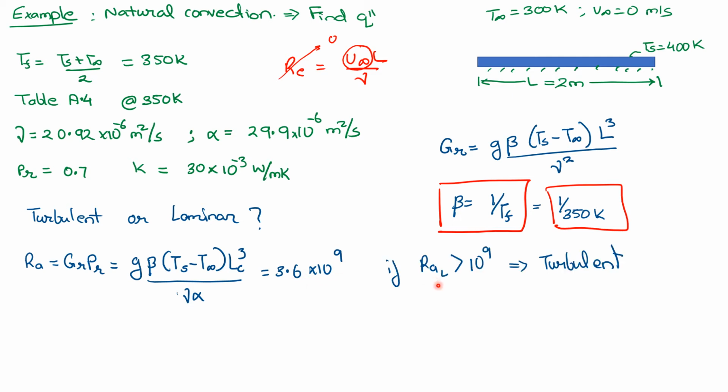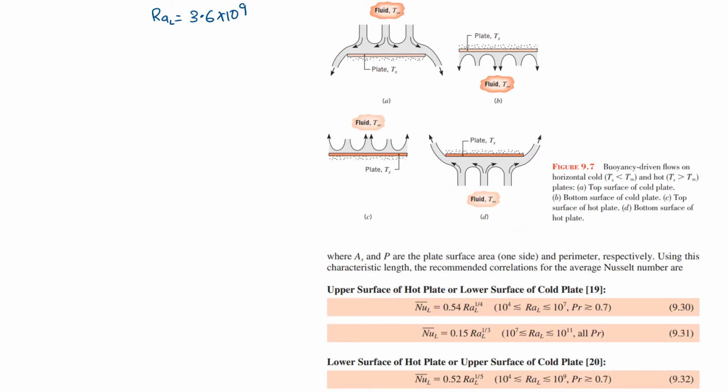And for natural convection, if the Rayleigh number for an external flow is greater than 10 to the power 9, that means that the flow is turbulent. So in our case, our Rayleigh number is greater than this threshold value, so we will have a turbulent flow. The next step would be, for this particular scenario, looking up a correlation for Nusselt number.